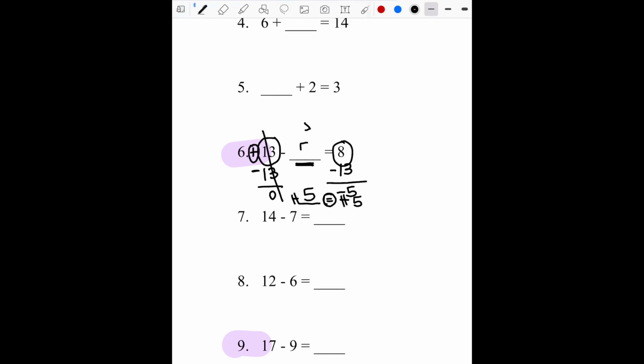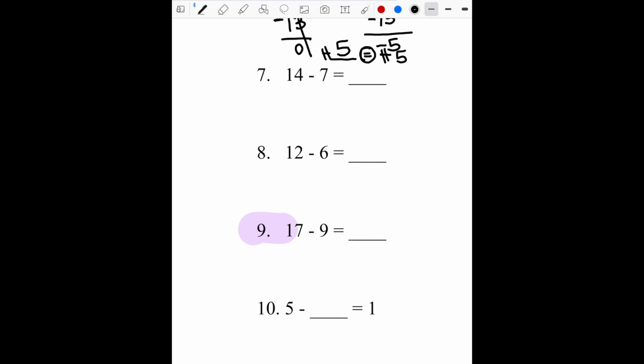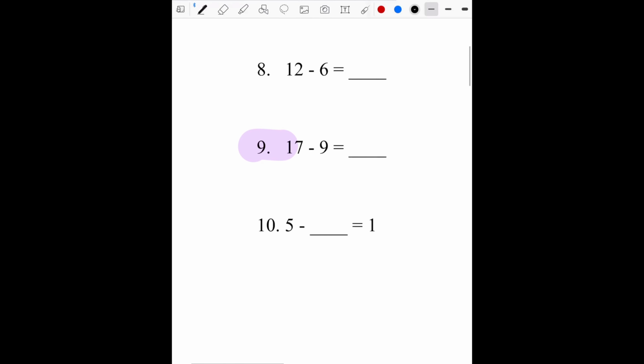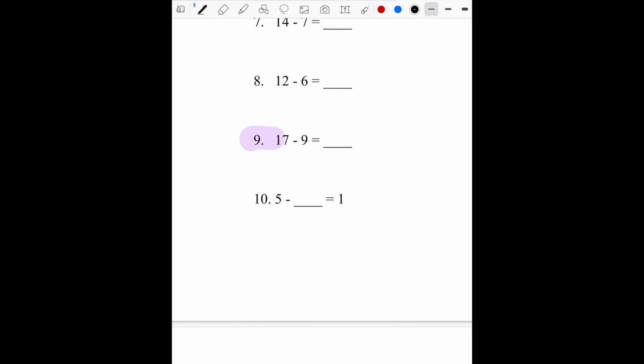But before we move on, we have to check and see if this is the correct answer. So 13 minus 5 equals 8. Great job, guys. Okay, everyone, we're moving on to question number 9. And for this question, we're going to solve a little bit differently. So if you guys have difficulty with finding the missing numbers, an easy way to solve for the answer is to think of it as coins or simply any object.